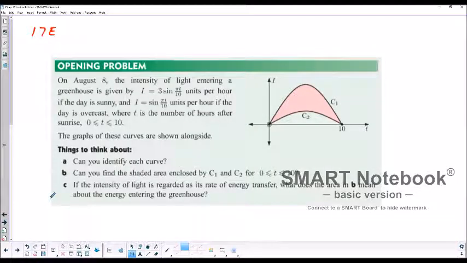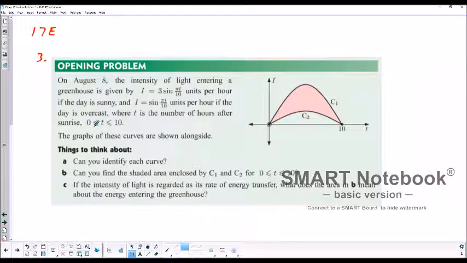17E, question number 3 asks us to take another look at the opening problem in the chapter. We've got the light intensity entering a greenhouse on some August 8th. I is 3 sine pi t over 10 units per hour if the day is sunny, and if the day is overcast or cloudy, the intensity is sine pi t over 10 units per hour. So it's 1/3 the intensity as when it's sunny. And the number of hours are the number of hours after sunrise.